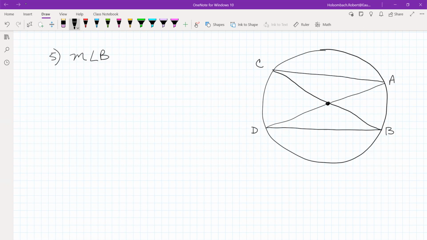Now, this angle C is equal to 4x plus 4. And angle A is 8y plus 1. Angle B, 12y minus 3. And angle D, 6x.